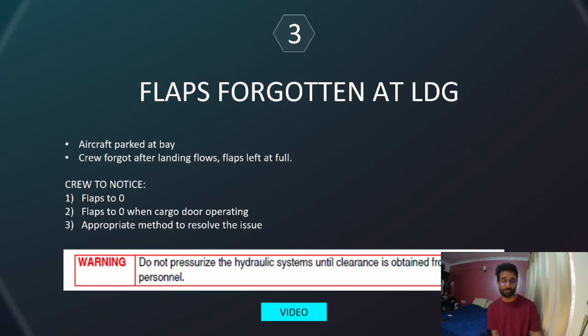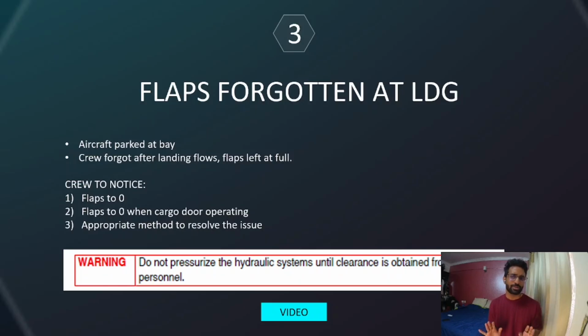After landing flows, if you remember from your SOPs, you start with your weather radar and predictive, ensure it's turned off. You, the PIC, disarmed the spoilers. You did the TCAS to standby and everything. You did everything except the flaps. The flaps were at full and remained at full. You went in, parked the aircraft, shut down the engines.